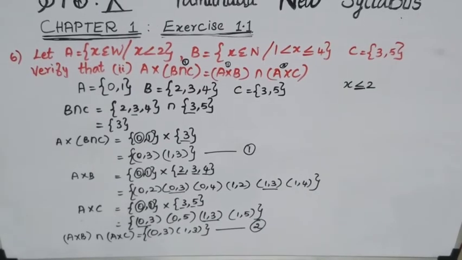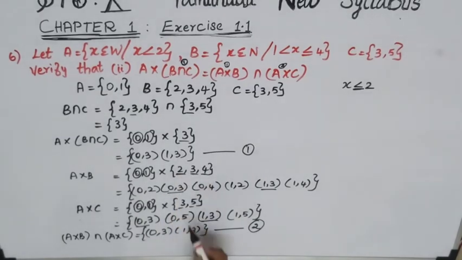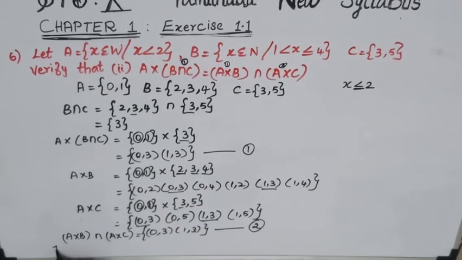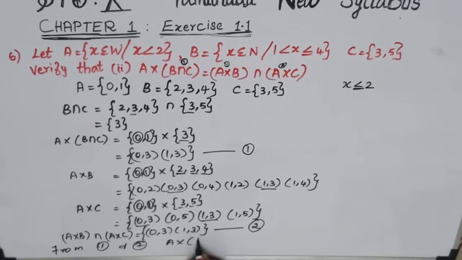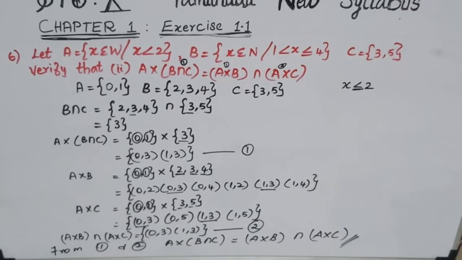Now from 1 and 2, check whether they are the same. (0, 3), (0, 3) will be there, (1, 3), (1, 3). So it is the same. From that you can write, from 1 and 2, A × (B ∩ C) = (A × B) ∩ (A × C). So with this your sixth question, second subdivision is done.